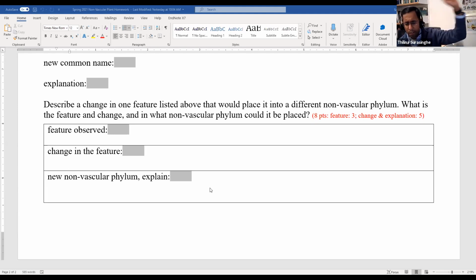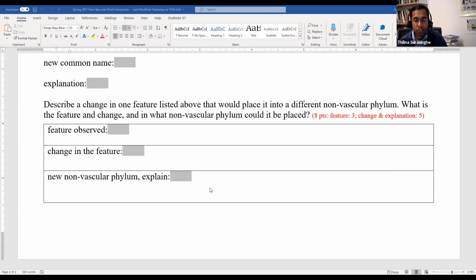Earlier you put it in the liverwort category, hepatophytes, and then subsequently you observe that they have stomata on the sporophyte. Now you know immediately it's not a hepatophyte, not a liverwort. So it could be either of the other two. That's one example. Did that answer your question, Emily? Yeah, I think so.